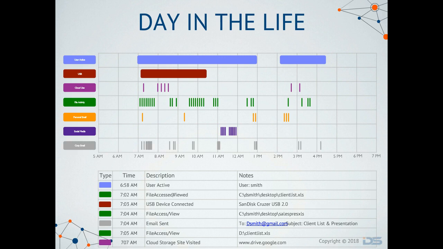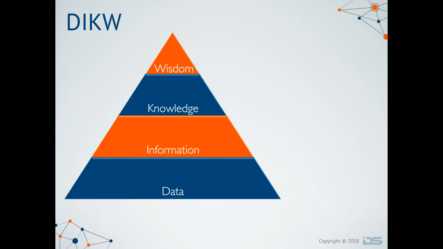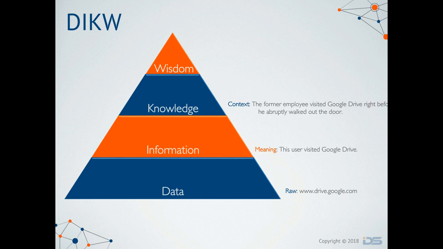So let's talk about that, though. We've got this model, and it's a fairly well-known model, DIKW, which is the transition from data to information to knowledge to wisdom. I recrafted the explanation of each one of these. When you have the raw data, it's the Google Drive, that's the web address, raw data. When you have information, you say the user visited Google Drive. Knowledge would be the former employee visited Google Drive right before he abruptly walked out the door. Interesting. Wisdom is knowing what to do then.